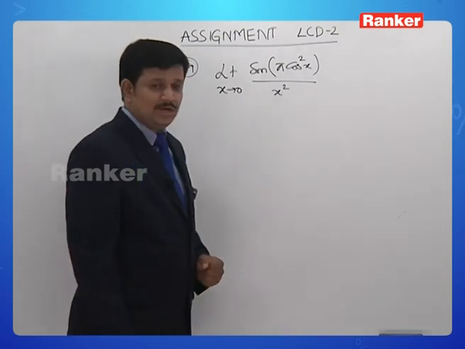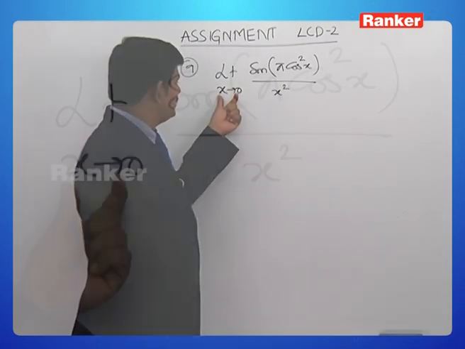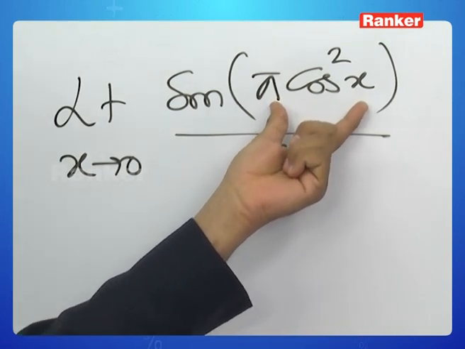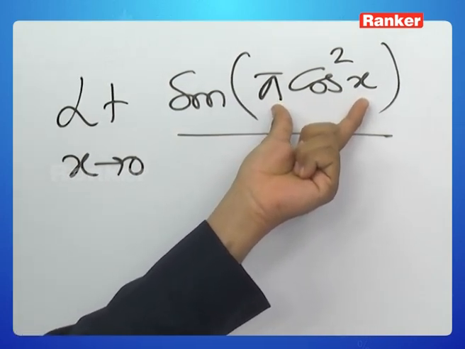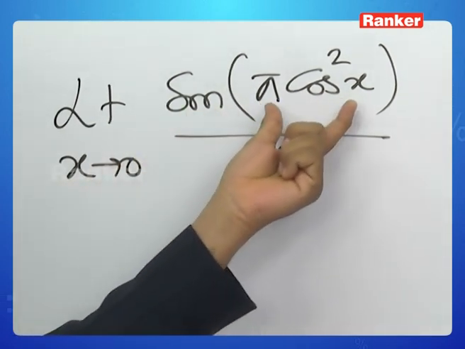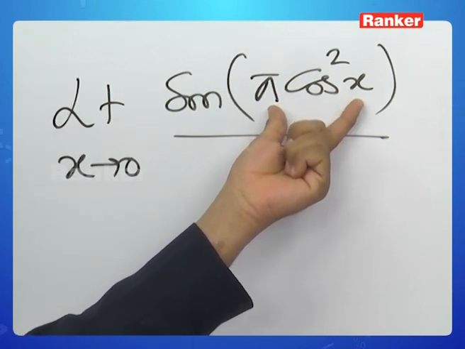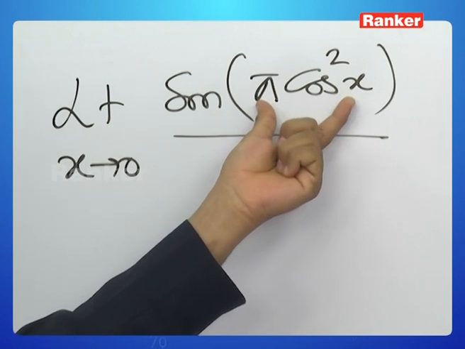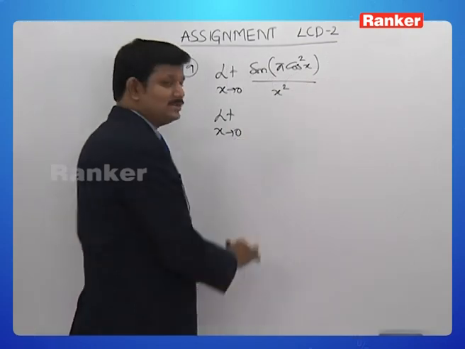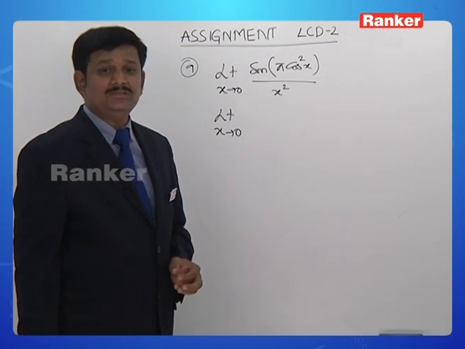Instead of using L'Hospital rule here, we can evaluate it directly, but for that we can see as x tends to 0, pi cos square x tends to pi. It would be more comfortable if we make this tend to 0. For that, let us use a property from trigonometry. Sin theta is same as sin pi minus theta.